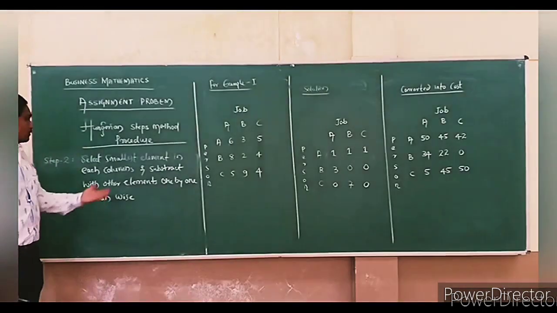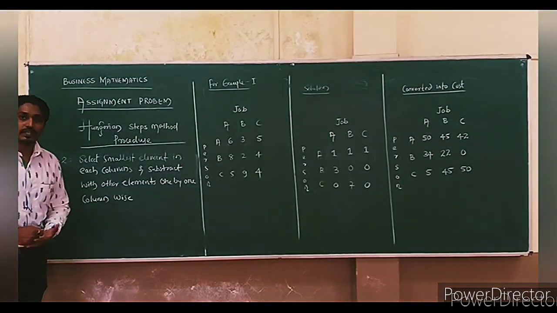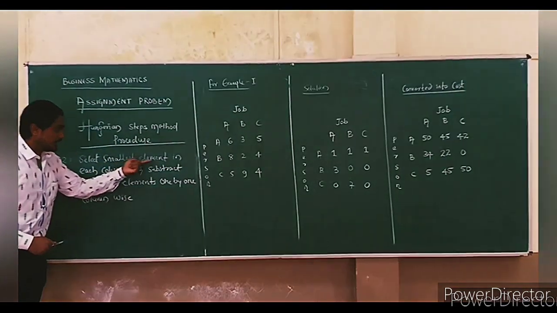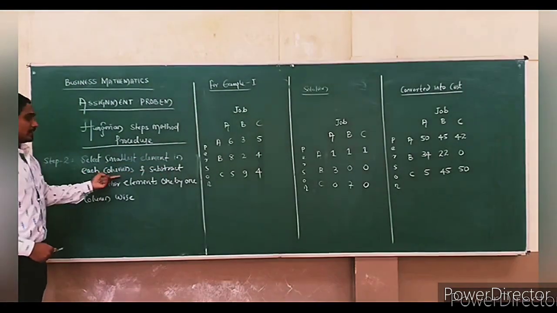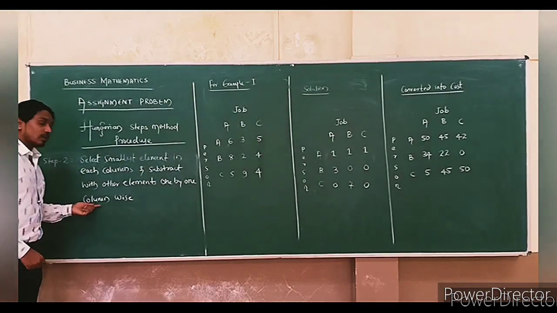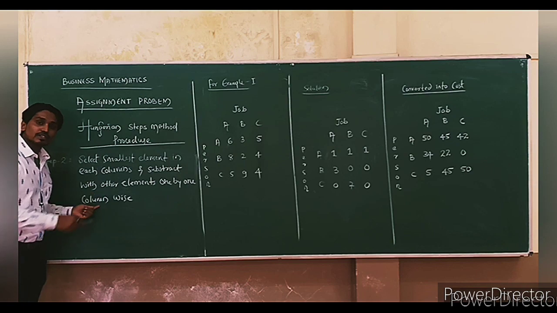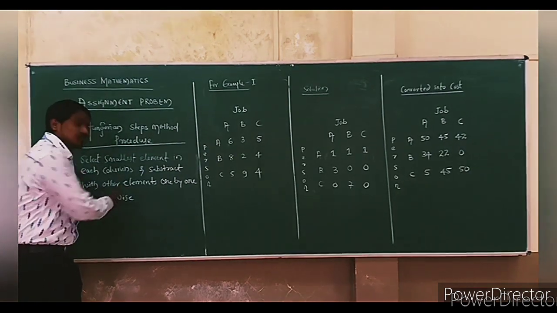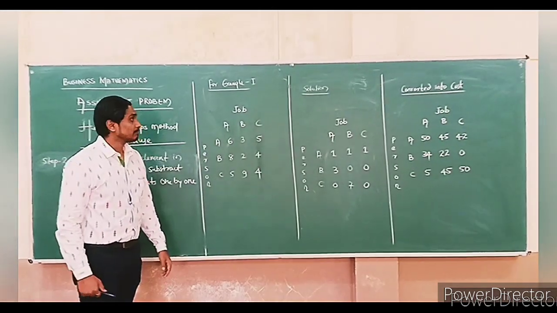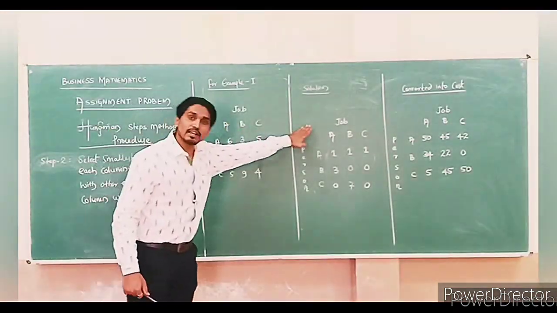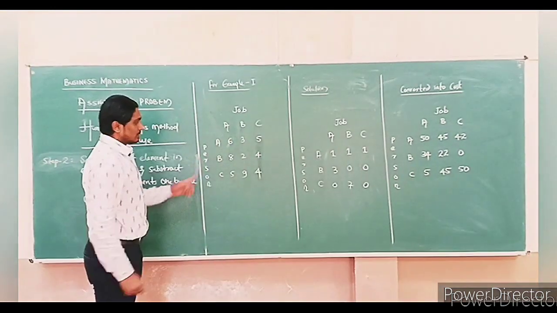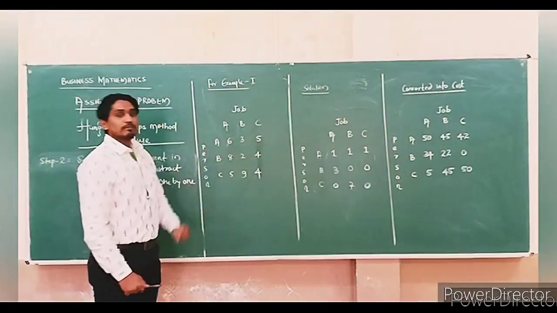So friends, now the step number 2 of Hungarian method procedure is we select the smallest element in each column and subtract with other elements one by one, column wise. Earlier it was row wise, now it is column wise. Then let us understand with an example here. So this is an example and this is the conversion of solution, you can say. See, again the jobs and person ABC and ABC.